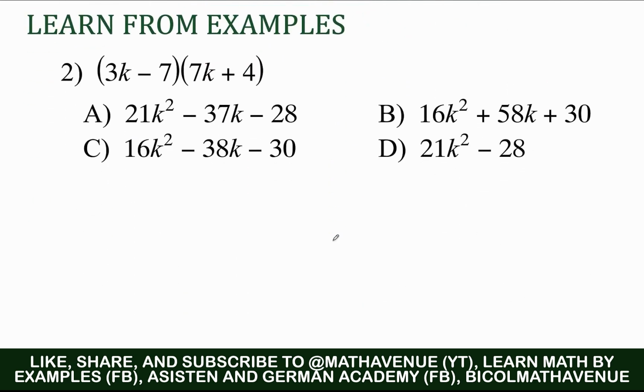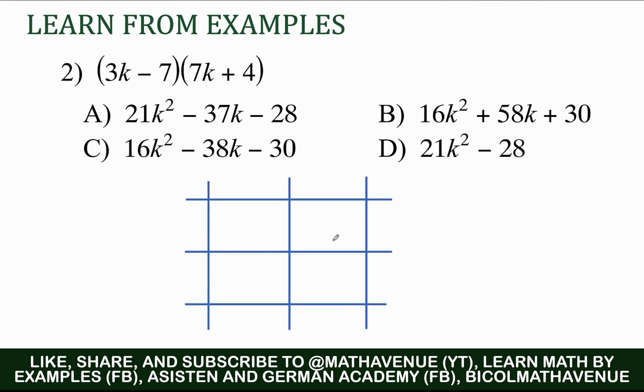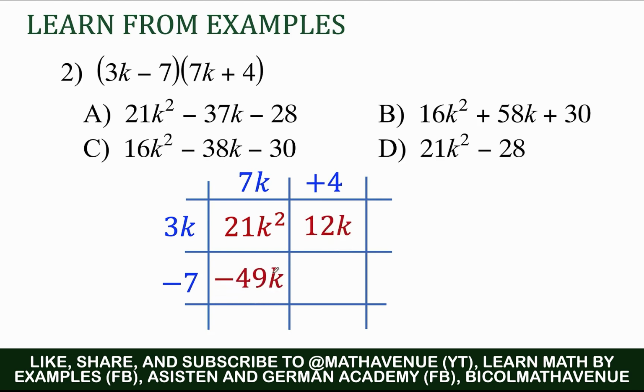Let's have another example. Again, let's use the tabular method. 3k minus 7 at the left and 7k plus 4 at the top. Fill the boxes by multiplying the factors pair by pair. So 3k times 7k is 21k squared. For this box, 3k times 4 is 12k. For this box, negative 7 times 7k is negative 49k. And lastly, negative 7 times 4 is negative 28.